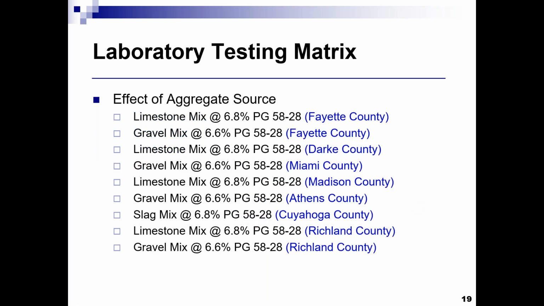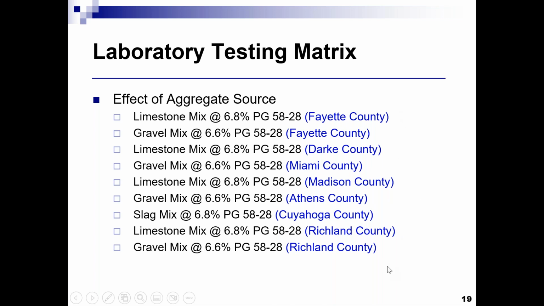In terms of aggregates, we obtained aggregates from different counties. These are not the sources of these aggregates. These are just the locations where we obtained the aggregates from. So we basically obtained aggregates from Fayette County, Darke County, Miami County, Madison County, Athens, Cuyahoga County, and Richland County.